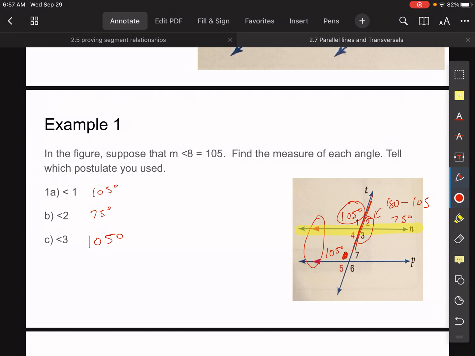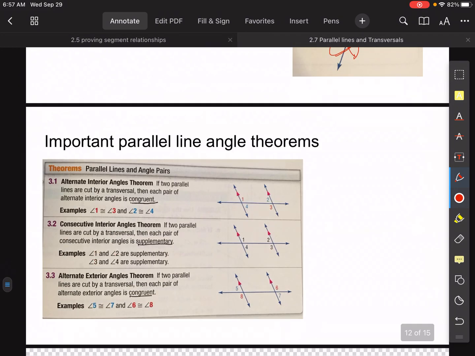The other thing that we've talked about is this idea of vertical angles. Last time we talked about vertical angles. So we know that 1 and 3 are vertical angles. We know that these are vertical angles, right? These guys are vertical angles. So you can also use the vertical angles postulate to solve for angle 3.